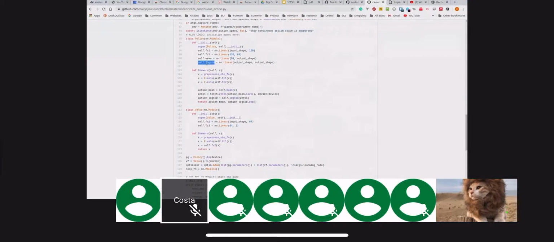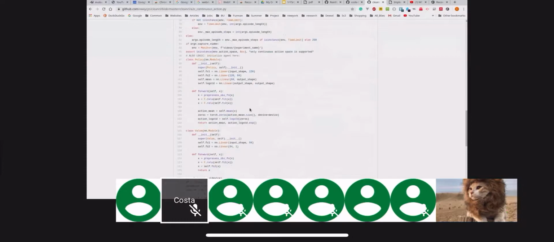So does anyone know how A2C generates continuous values for the action space? Okay, yeah, not a problem. I can give a quick rundown. I definitely want to keep you guys informed with those things.